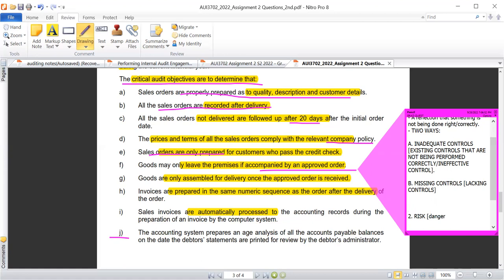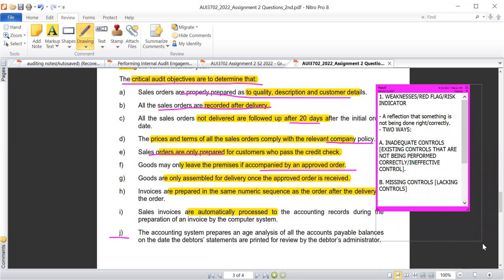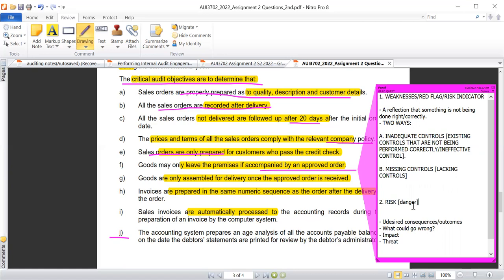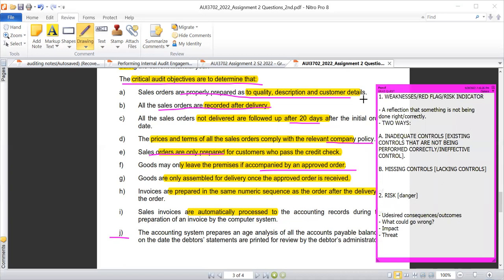I hope this summarizes the difference, because I know sometimes students can confuse the two, by the way. So I thought, let me explain the differences between a weakness and a risk. So that is the difference right there, right? I don't know if it's clear to you, my brother, so you can just indicate in the chat if it's clear to you.